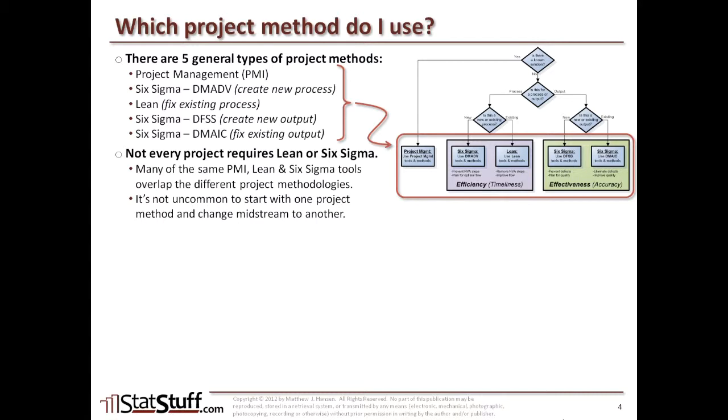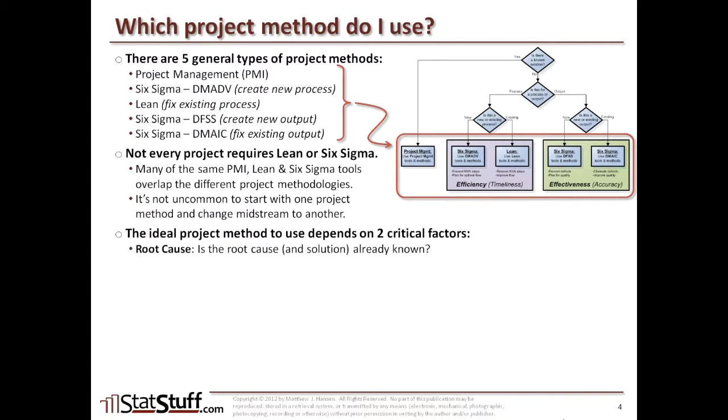Now, as you explore these different project opportunities and try to find the right project methodology, there are really 2 critical factors that need to be considered, and that's really where this drill down is based on. The first thing to consider is the root cause. Is the root cause, or the solution that resolves the root cause, already known? Because if it is, then you just use the PMI sets of tools and methods to implement that solution. There's no need to go to advanced tools for Lean or Six Sigma if you already know what the solution is. Now if you don't know what the root cause is, then you probably would want to use the Lean or Six Sigma tools or methods that would help you to find what that root cause is and to fix the root cause.